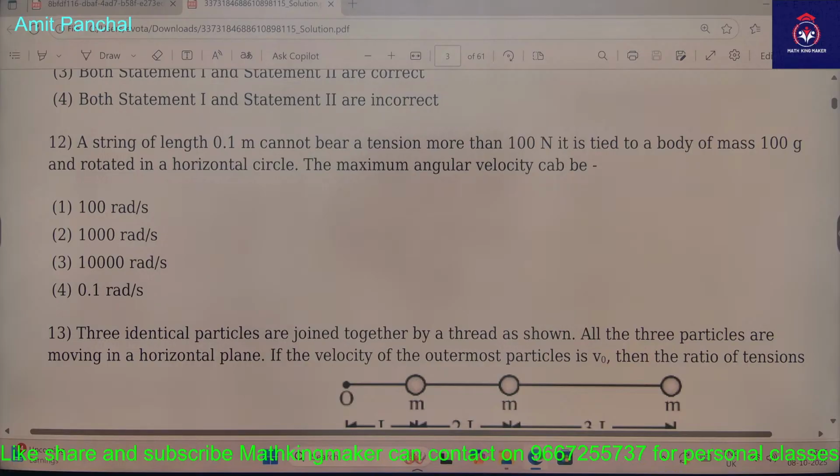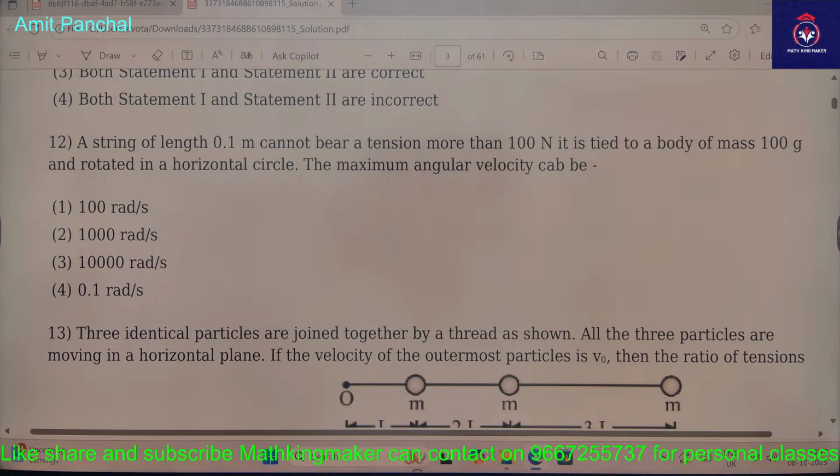Are you doing it? Yes, sir. It will be d theta by dt, right? Angular velocity, so d theta by dt. Where is theta and where is t? That's what I was trying to find, how will I find the theta in this case? Can't you simply use V is equal to R omega? Omega will be V by R.